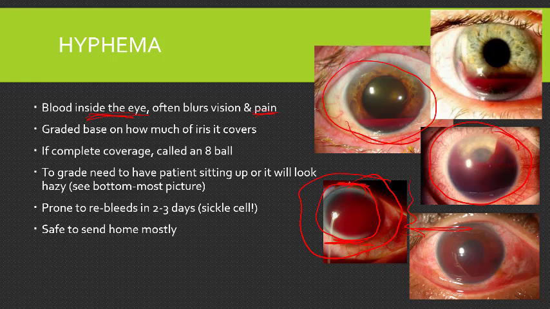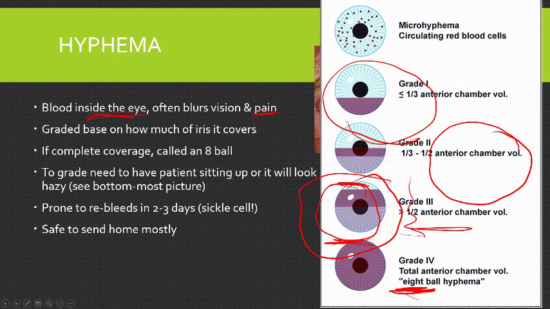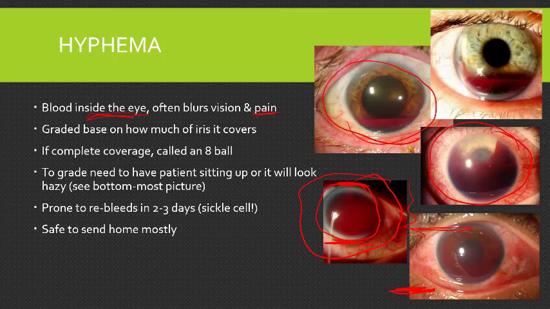However, it's important that you don't get worried about an eight ball in somebody like this, because most of these patients are going to come in from trauma in other ways. Usually they're not worried about their vision first. Usually there's some other kind of trauma. And you can see that this person has a lot of fuzzy, blurry stuff inside the cornea here.